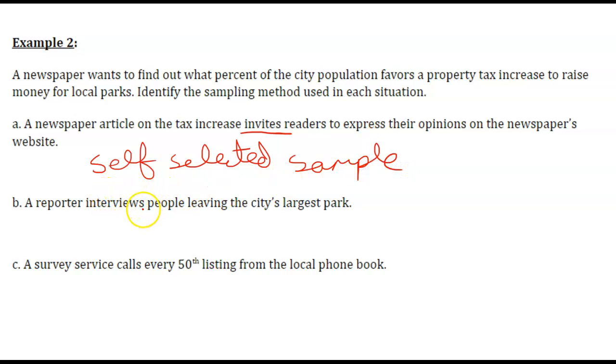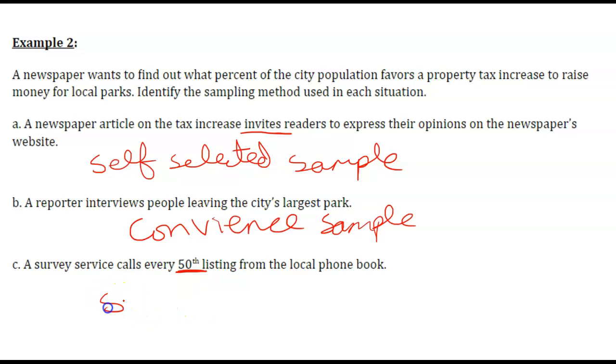B: it interviews people leaving the city's largest park. So that's a convenience sample. C: a surveyor calls the 50th person in a local phone book. So this would be a systematic sample. There's a system to it.